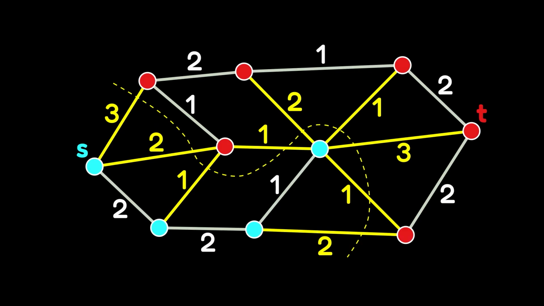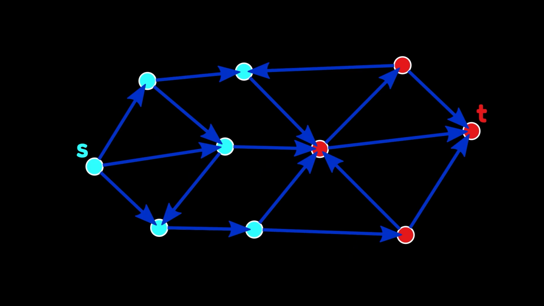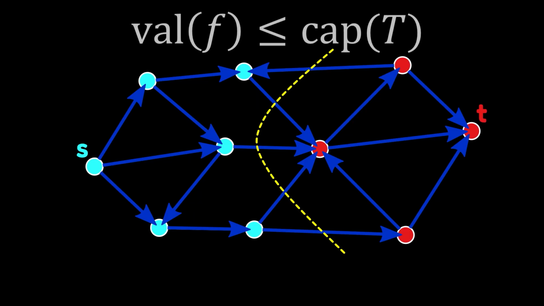Think about it. Take any flow and any cut. Since the flow must go from the source to the target, and the source is among the blue points while the target is among the red, the material transported must necessarily cross the lines of the cut. So, at most, it can pass through an amount equal to the total capacity of the cut. Therefore, the value of the flow is less than or equal to the capacity of the cut.